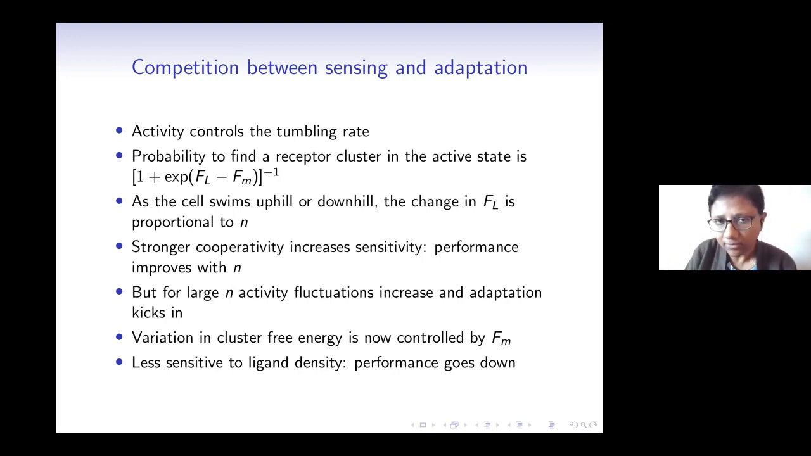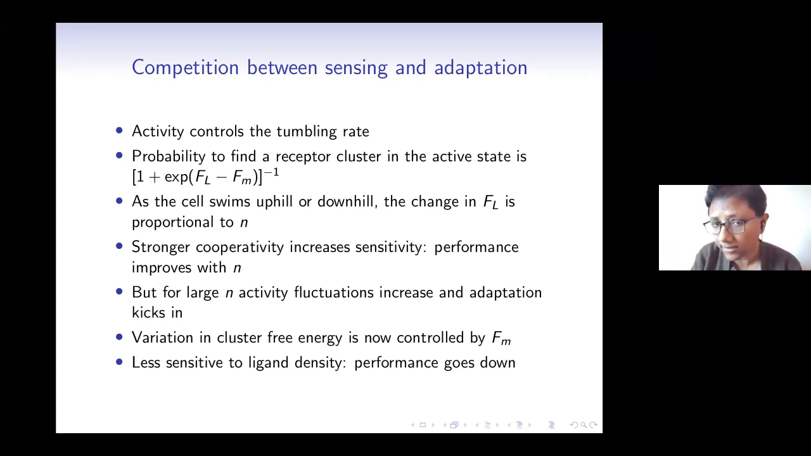What we have shown here is the activity which controls the tumbling rate. The free energy difference between the active and inactive states has two components, one coming from ligand binding, another coming from methylation. When the receptor clusters are small, let's say, then when the nutrient levels are changing, the cell is swimming uphill or downhill, then because of the strong cooperativity, the performance improves, because we have seen that the cooperativity increases the sensitivity and the chemotactic performance becomes better.